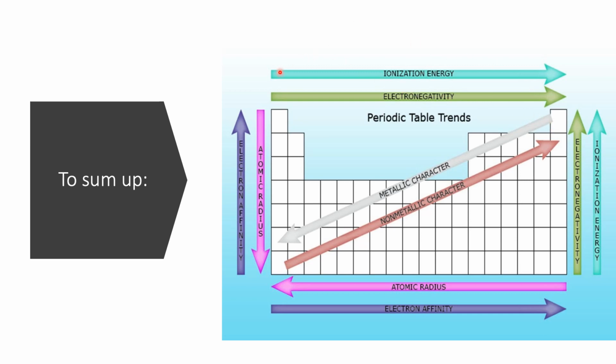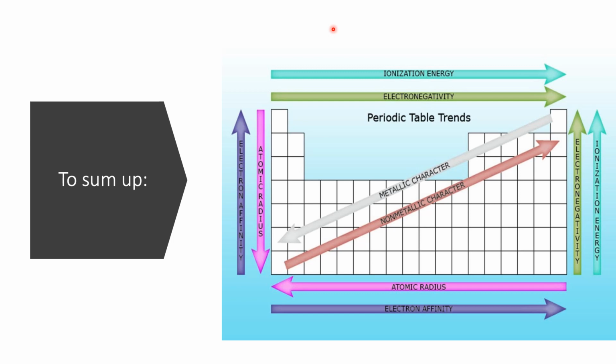Ionization energy can be defined as the minimum amount of energy used to remove one electron, and it's going to be the lowest on this side of the periodic table, and at the bottom as well. So basically here, where the most metallic elements are, the ionization energy is going to be the lowest.